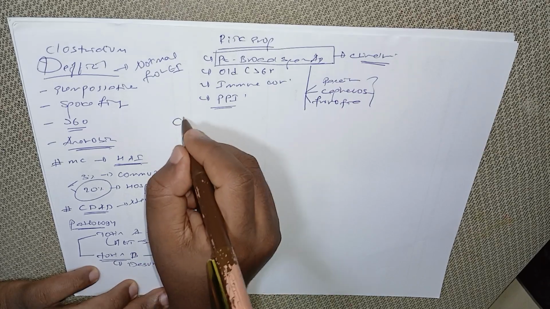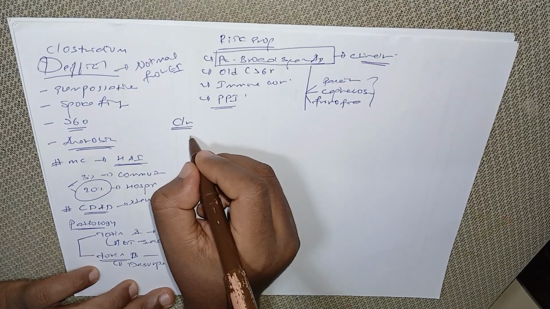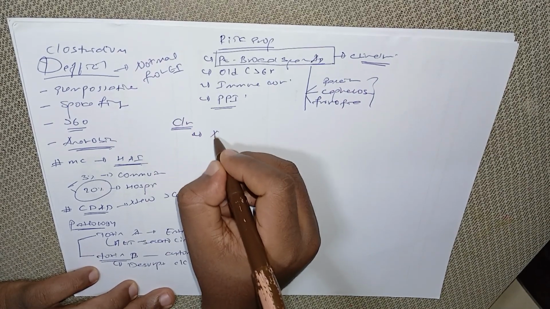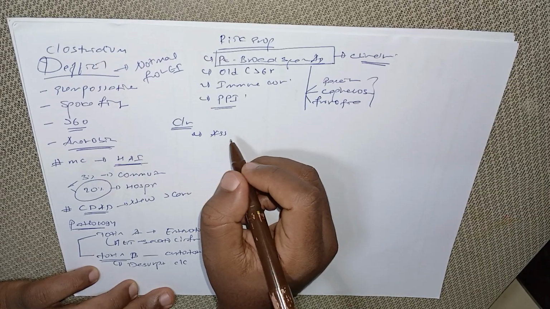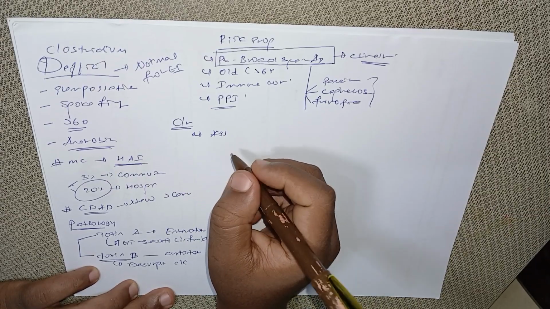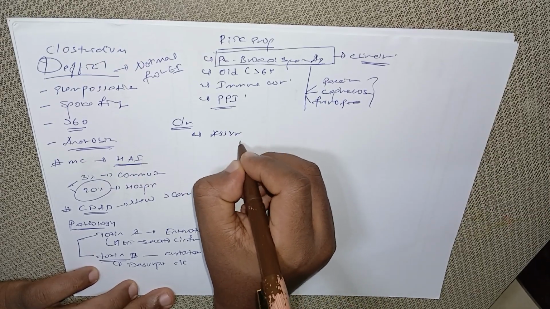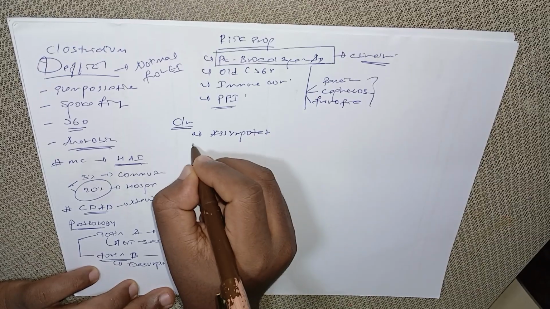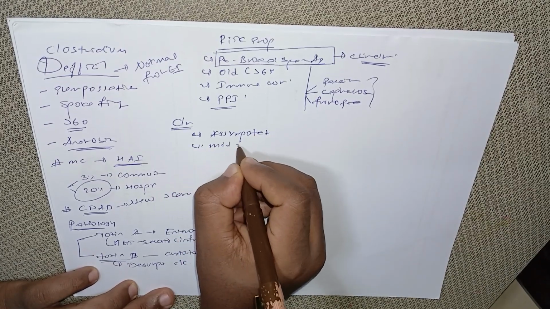So what is the clinical presentation of Clostridium difficile? Normally it could be asymptomatic, despite significant replication or colonization in the gut. It could be asymptomatic. The other possibility is that it could cause mild to moderate symptoms.